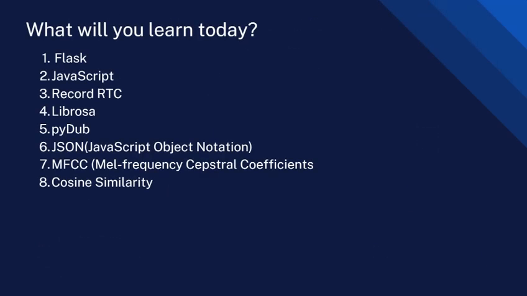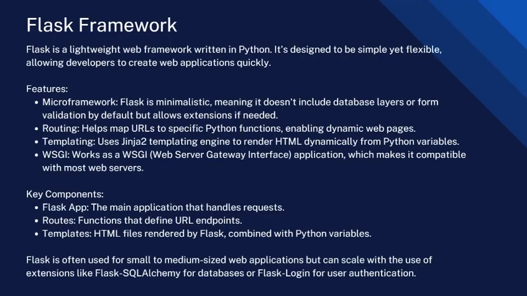So these are the things which you will learn today. First is Flask, second is JavaScript, third is Record RTC, fourth is Librosa, PyDub, JSON, MFCC, and cosine similarity. All these terminologies or these Python files you will learn in detail in this section. So let's begin with the Flask framework.